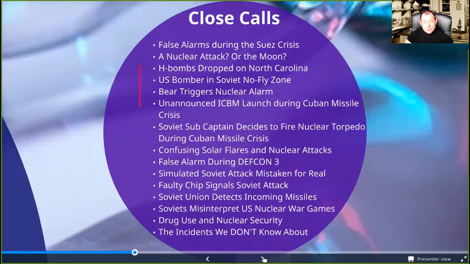So March 18th, 2016 to June 15th, 2016. Drug use and nuclear security. 19 airmen from the 90th Missile Wing at F.E. Warren Air Base are under investigation. This was back in 2016. Under investigation for illegal drug use. The base operates 150 nuclear missiles, and the airmen who are being charged were responsible for ensuring the security of the weapons. So people high on drugs, responsible for maintaining the security of a nuclear arsenal. That should really make you think.